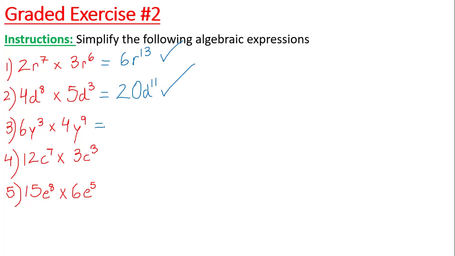Next, number 3, we have 6y to the power of 3 multiplied by 4y to the power of 9. Amarnik, what did you get for that one? 24y to the power of 12. 24y, because we have 6 times 4. 24y to the power of what? 12. The power of 12, very good. 12 because 9, 10, 11, 12.